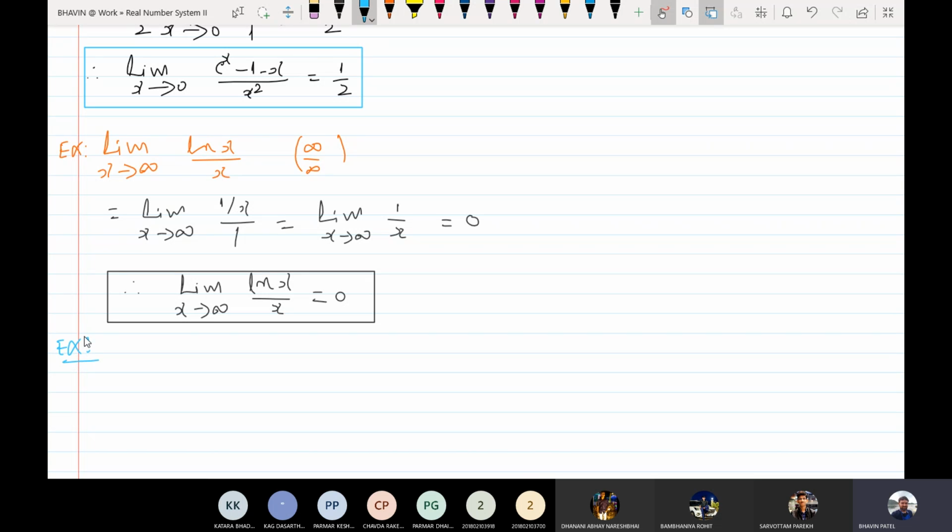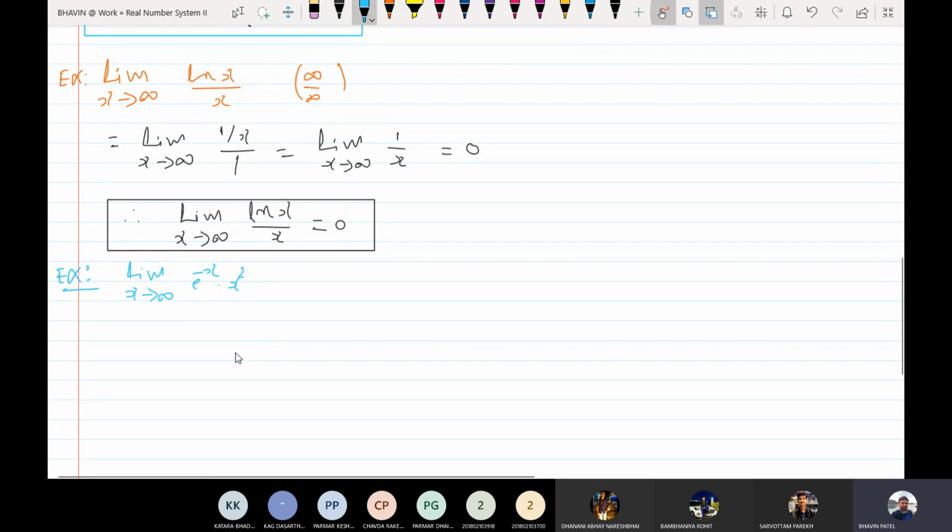Very simple examples. Limit x tends to infinity, e raised to minus x into x square. Now this is not in 0 by 0 form or infinity upon infinity form. So what we can do, this can be written in this way.